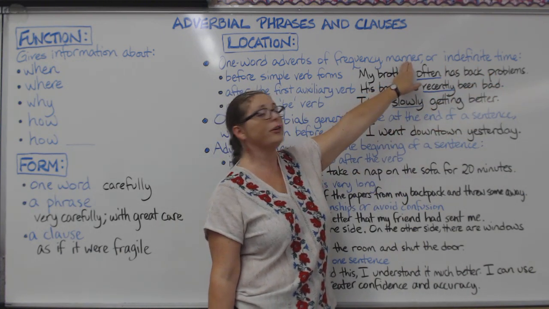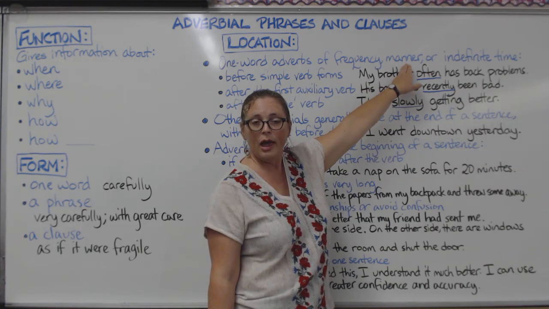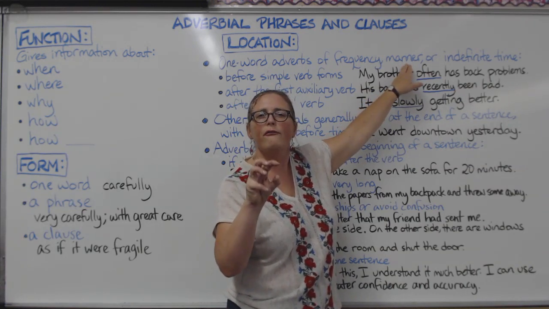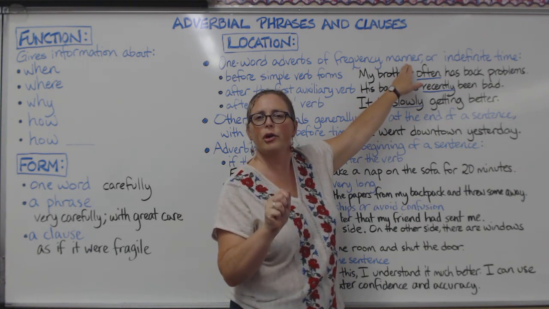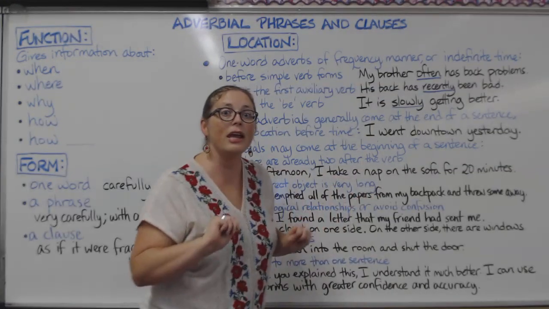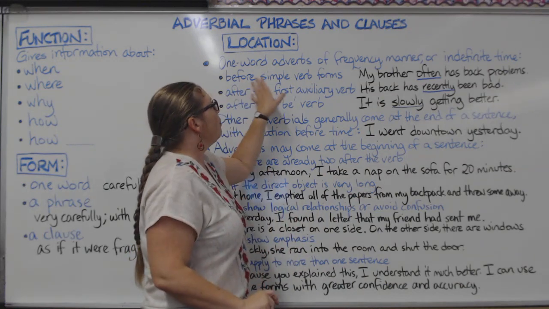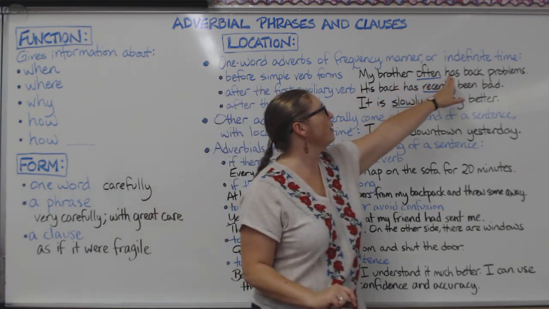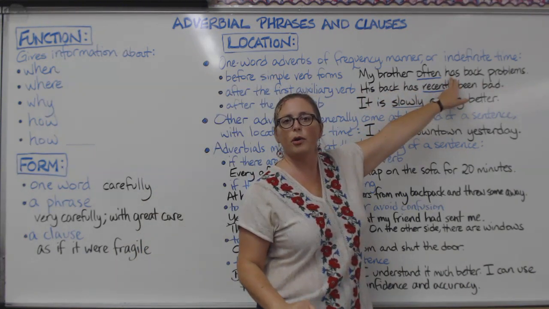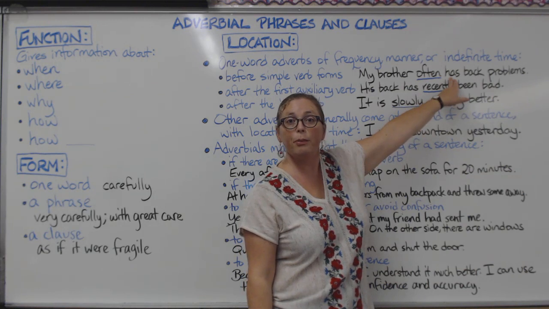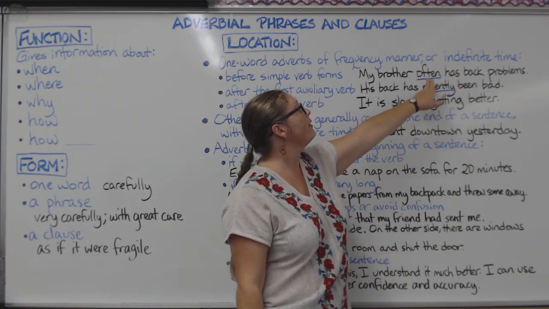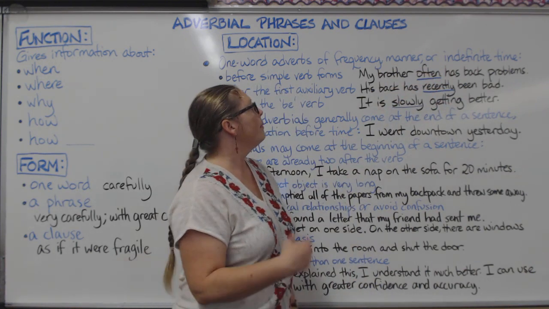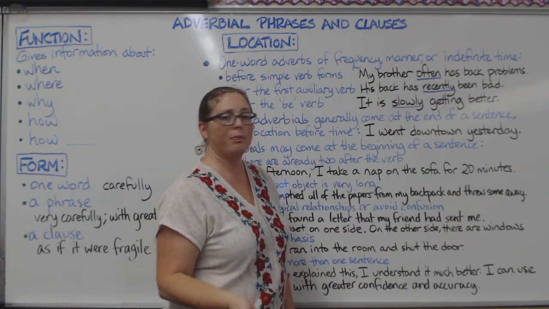Slowly, adverb of manner. Then they usually come right around the verb or with the verb, but the placement might change a little bit. It will come before simple verb forms. Here is a simple verb form, has, simple present. The adverb comes directly before it. My brother often has back problems.